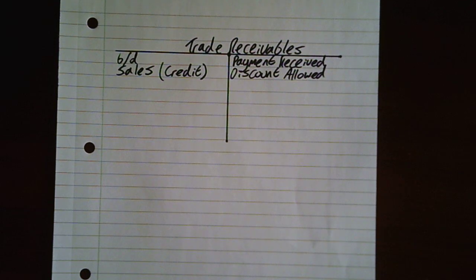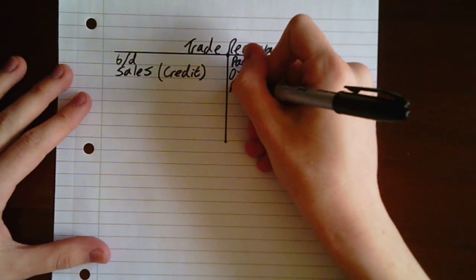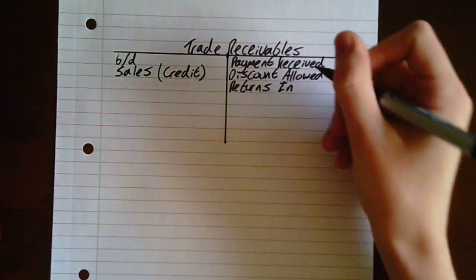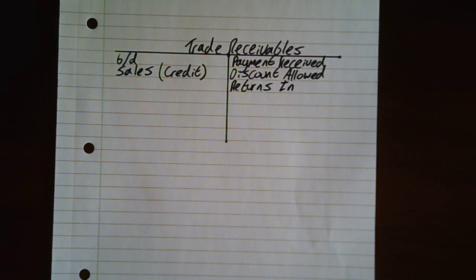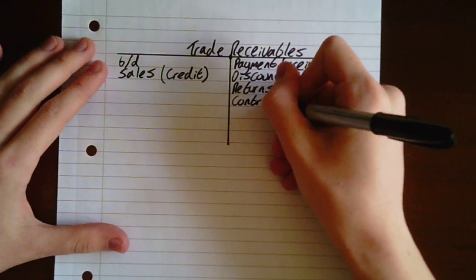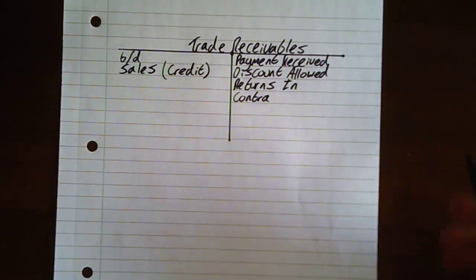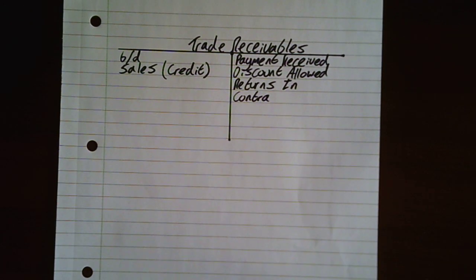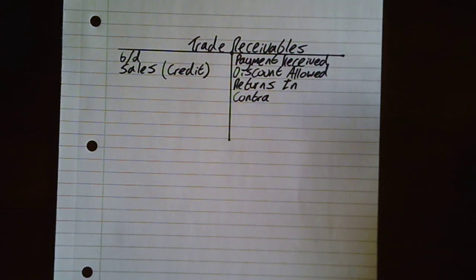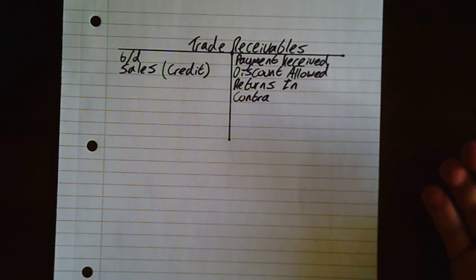And another one, what goes against sales in the income statement? What's just below the sales revenue bit of the income statement and is taken away? It's returns in, or sales returns, whatever you want to call it. Also, one more thing, contra. So returns in, why does that decrease the amount? Well, we sold goods to someone and we thought they owed us money, but then they returned the goods. So they don't really have to pay, they don't owe us any money anymore because they don't have the goods anymore.